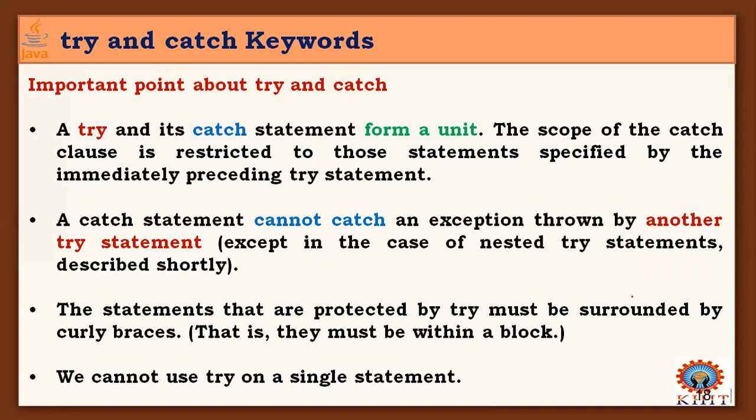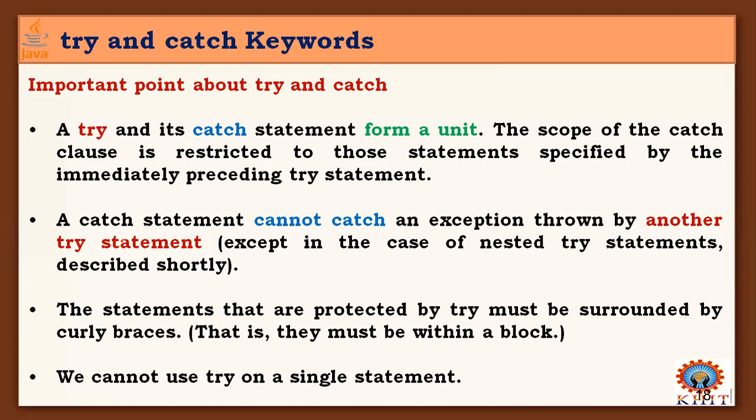These two statements form a unit. That means one unit answer. The scope of a catch clause is restricted to those statements specified by the immediately preceding try statement. That is the thing here. After the try block, you have to define a catch block with some statements specified, right? And the scope is completely restricted to handling the exception generated by the try block.